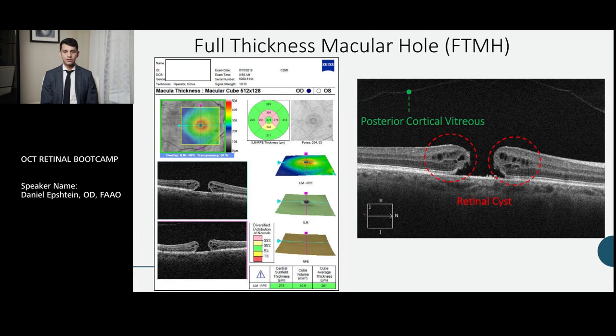Some of the patients who develop vitreomacular traction will get these full thickness macular holes. And here you can see that the retinal cysts actually are in part of the retina which is being pulled away by the traction, and that's why you have all the tissue loss foveally. Those retinal cysts correlate to the thickening on the macular thickness map as well. So you can see some perifoveal thickening. And in this case, the posterior cortical vitreous is actually pulled away. So this patient has a PVD at this point.